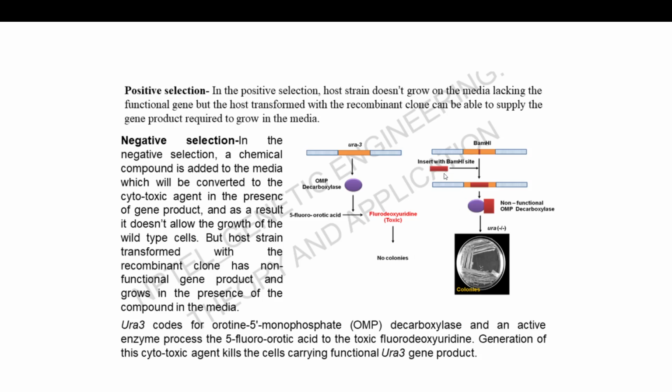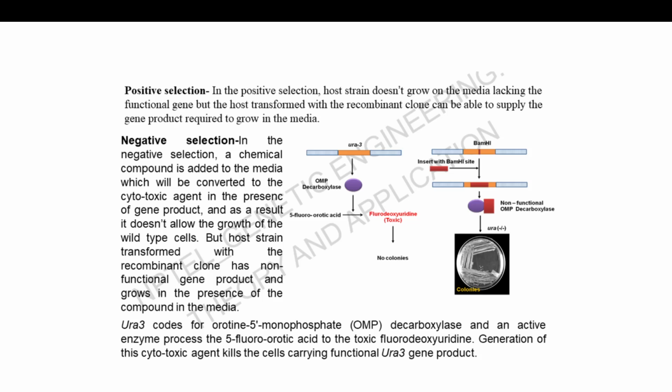But suppose a gene has been inserted in between the URA3 gene, at a site within it. So URA3 won't be able to function properly, right? It will form a non-functional decarboxylase. If non-functional decarboxylase is there, it won't act on the compound present in the growth medium, this toxin won't be produced, and hence the host cells will be able to grow.